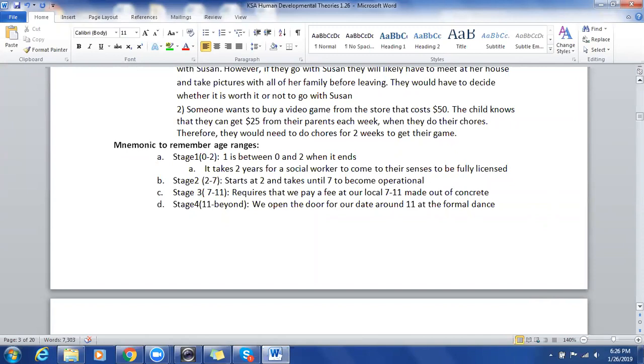That utilizes the 0 to 2, as well as senses for sensory motor. Stage 2, 2 to 7, starts at 2 and takes until 7 to become operational for concrete, for pre-operational. And then stage 3, 7 to 11, requires that we pay a fee at our local 7-Eleven made out of concrete for concrete operational. Stage 4 starts at 11 and goes until forever. So we open the door for our date around 11 at the formal dance. Formal dance for formal operational.